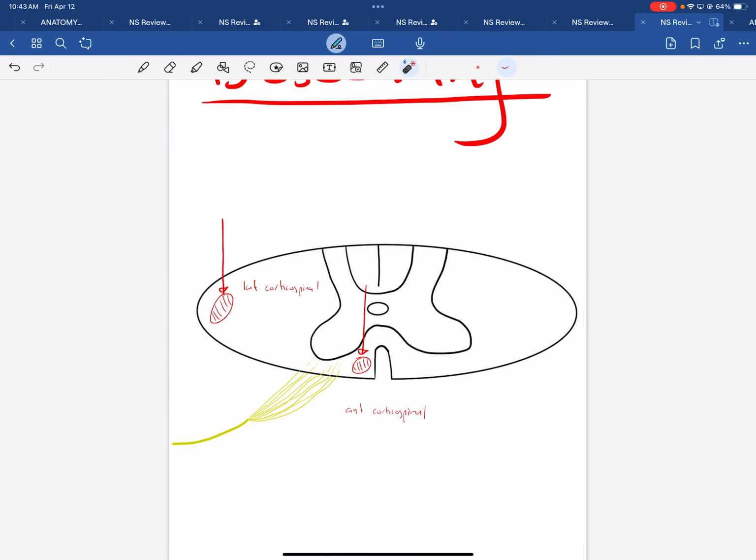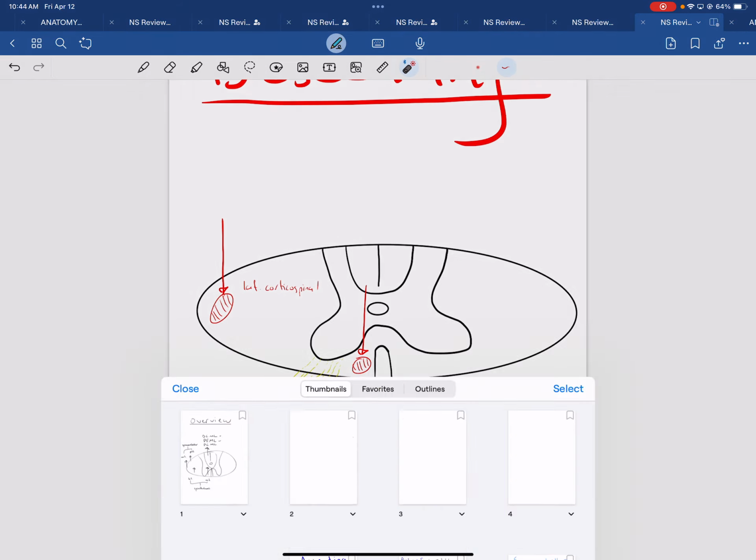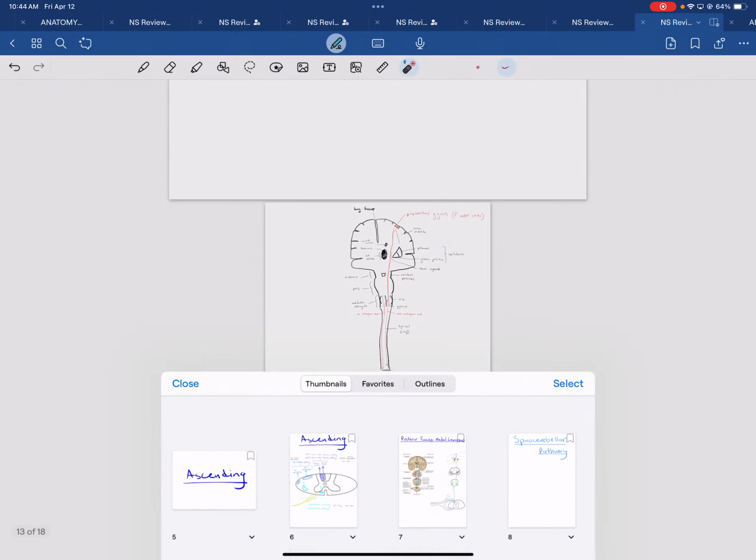So these two different tracks would be classified as the corticospinal tract. They start off as one, and then what happens at the pyramids? Across, right? So there's a decussation of the corticospinal tract. The axons that decussate become the lateral corticospinal tract. The ones that don't decussate become the anterior corticospinal tract. So let's go through it, starting off from the motor cortex.